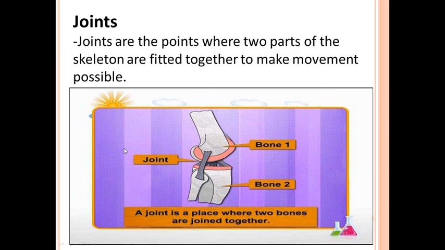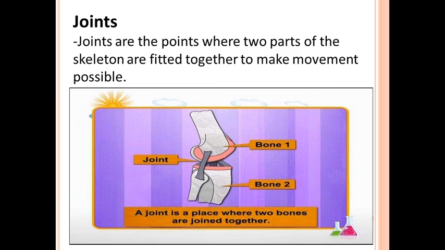First we will learn what joints are. Joints are the points where two parts of the skeleton are fitted together to make movement possible. It means when two bones are joined together, that is known as a joint. A joint is a place where two different bones are joined or connected together. There are many kinds of joints. Most joints can move freely, so they are known as movable joints, and some joints are fixed, meaning they cannot move, so they are fixed joints.